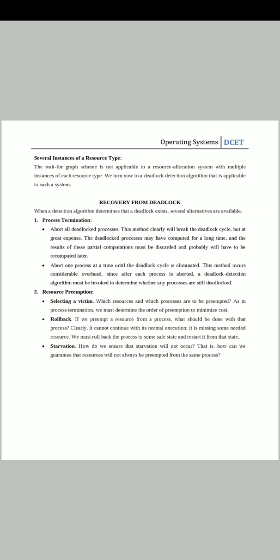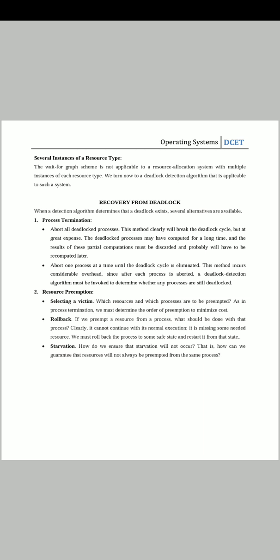For multiple instances of a resource type, the resource allocation graph does not give a deadlock detection method. For that we need to go again to Banker's algorithm. That Banker's detection algorithm will detect deadlock with several instances of a resource type. The last method is recovery from deadlock.